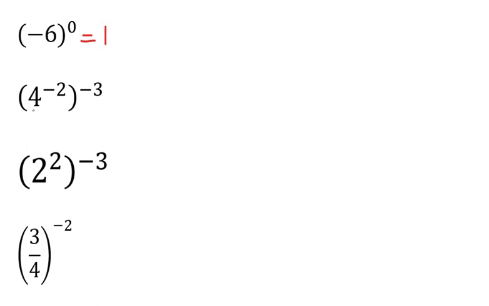Next, ito, 4 raised to negative 2 raised to negative 3. So, una, pag-multiply muna natin yung dalawang exponent. Then, ay 4 raised to negative 2 times negative 3. And that is equal to 4 raised to 6, since negative 2 times negative 3 is 6. And 4 raised to 6 is 4,096. So, yan yung sagot.